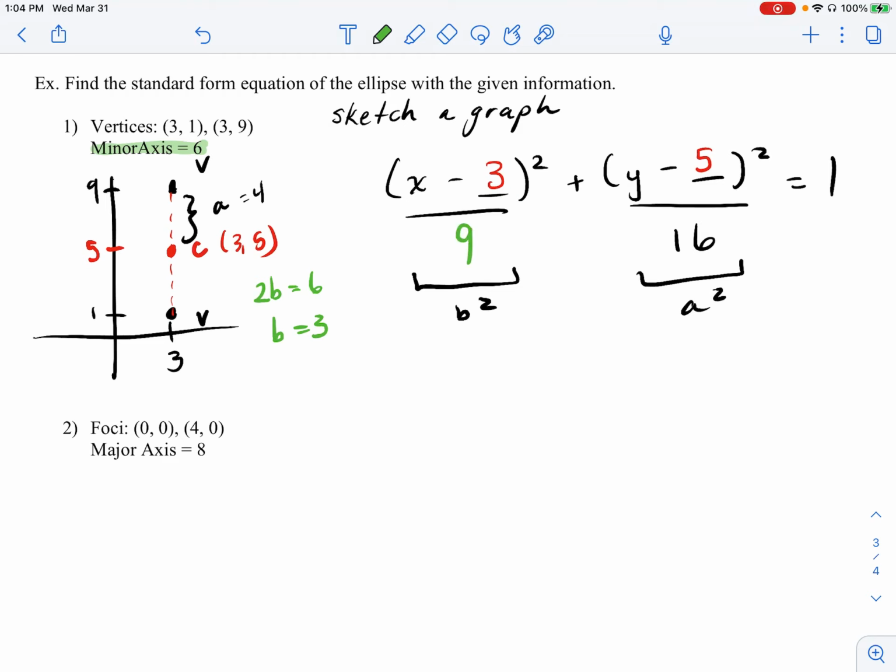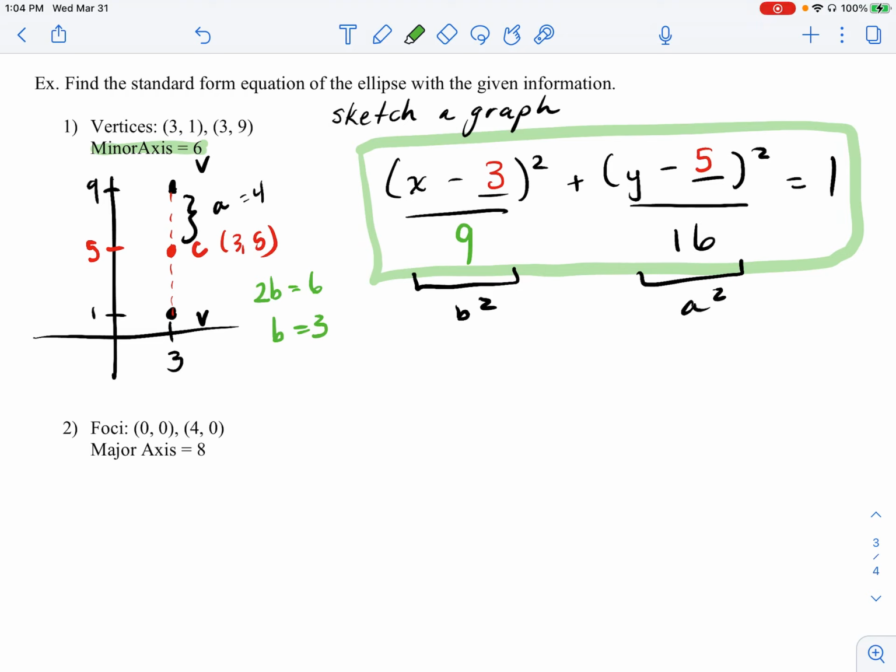All right, and with all that, we're then able to write our standard form equation of our ellipse from just those two pieces of information. So number 2 is a similar problem. I encourage you to try that on your own and go ahead and check my solutions that I've uploaded just to compare your answer.